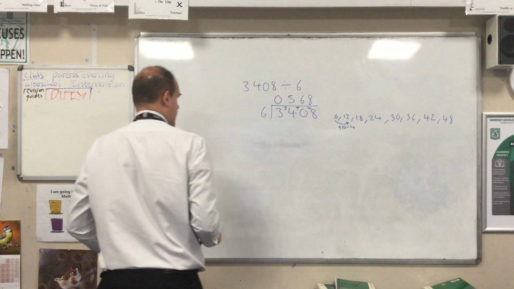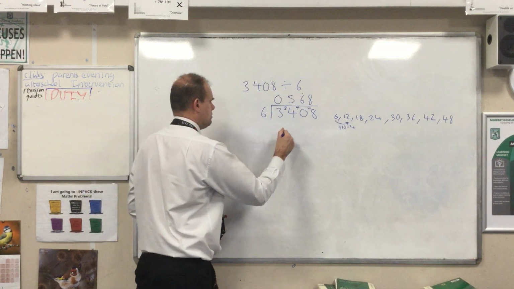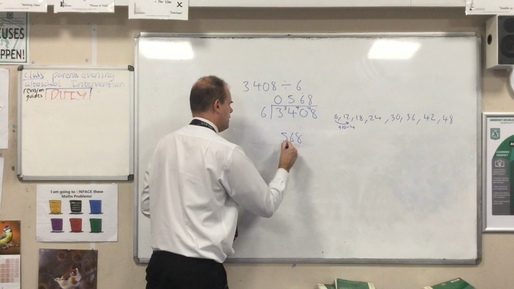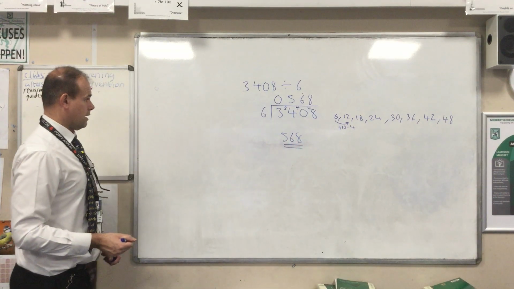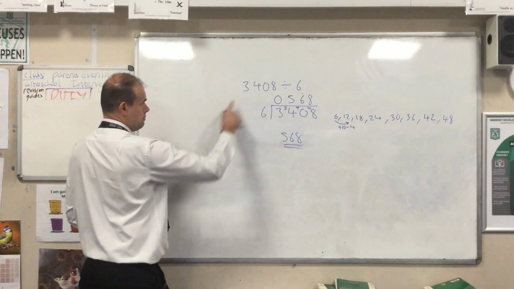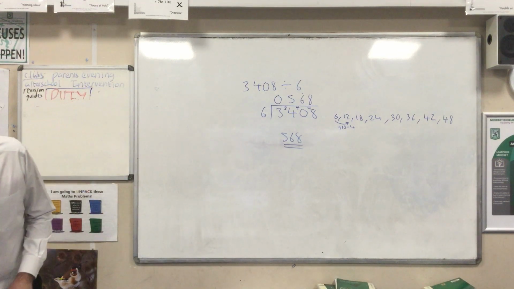If you have put the naught there, you cannot write your answer as 0568, so make sure under the answer box you write 568. It's gone to 568, lots of 6 give you that. If you were to multiply those two together, it would give you back 3,408.